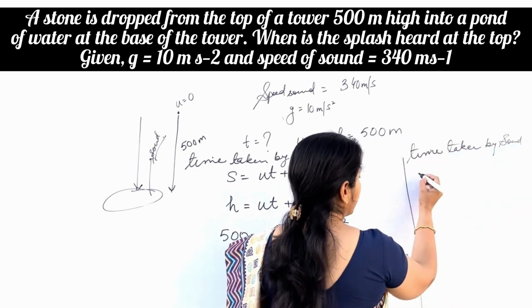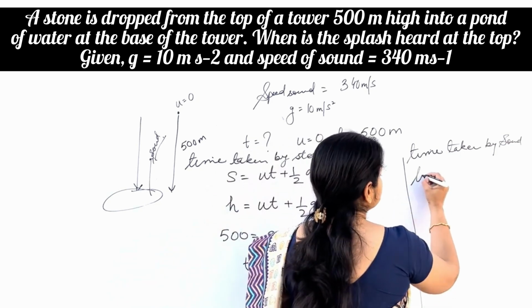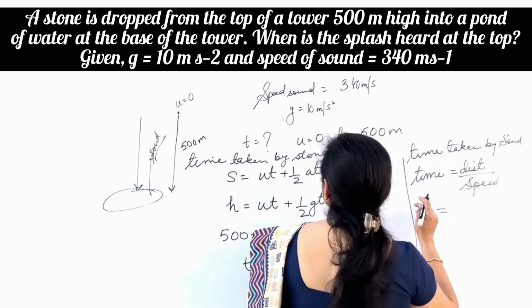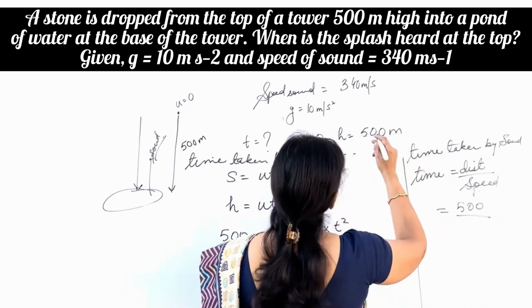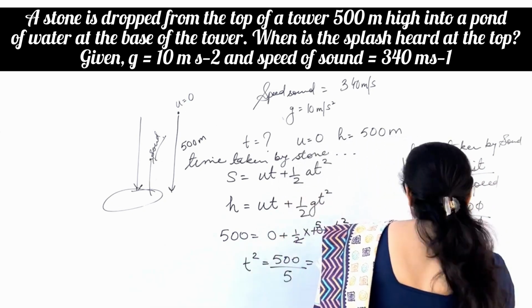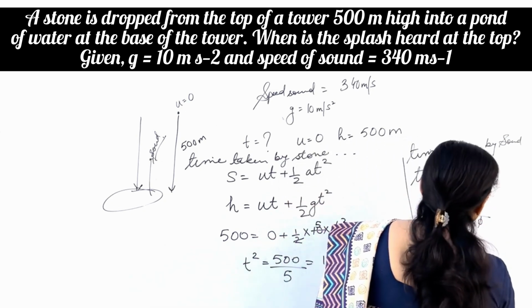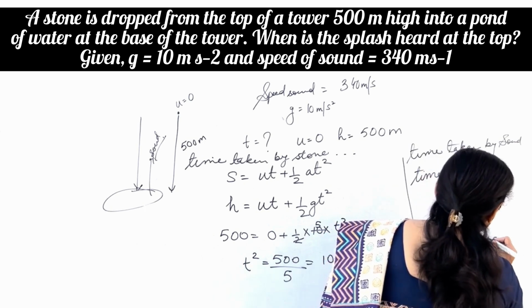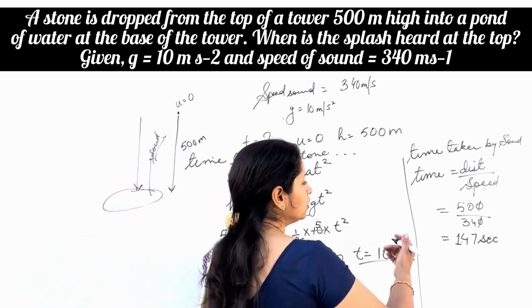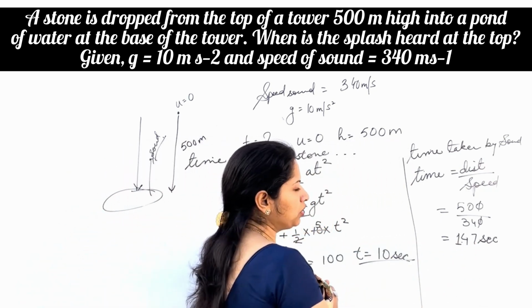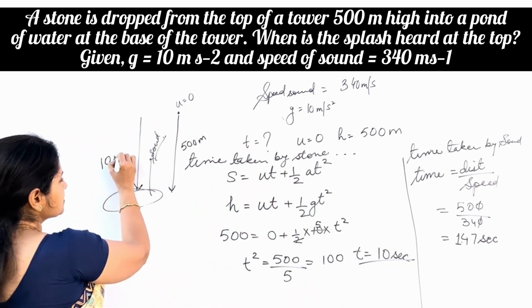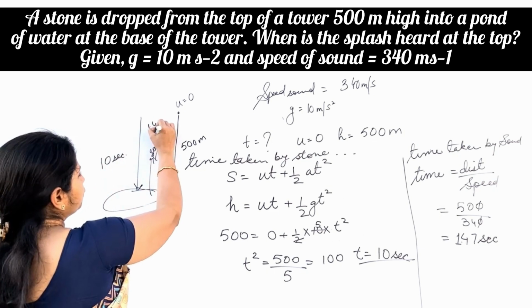Now you all know that speed is equal to distance upon time. So time is equal to distance upon speed. Distance is 500 meters. Speed of sound is given to be 340 meters per second. If you cancel it, just calculate it and you will get the answer as 1.47 seconds. So 1.47 seconds time will be taken by the sound. Time taken by stone was 10 seconds.